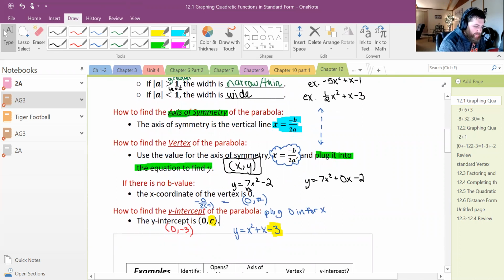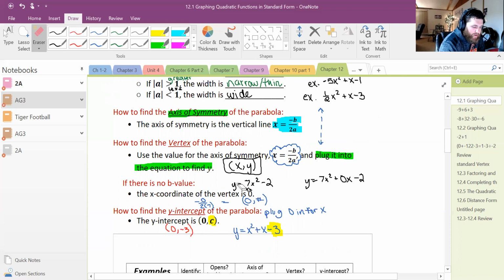How to find the x-symmetry of the parabola. The x-symmetry is a specific formula: x equals negative b over 2a. So you take the constant that's on the single x, make it negative, and put it over 2 times the constant on the x squared. So we'll work with that.